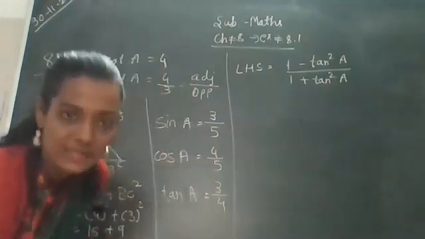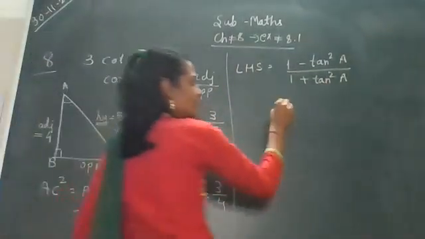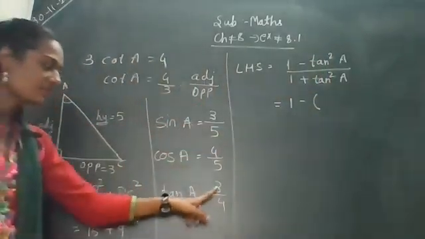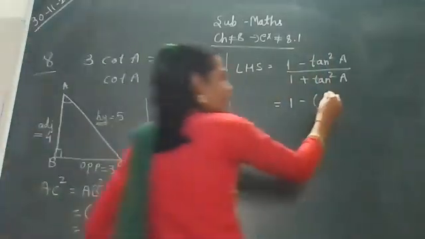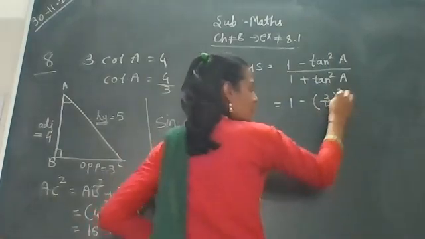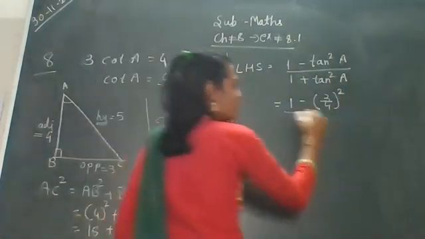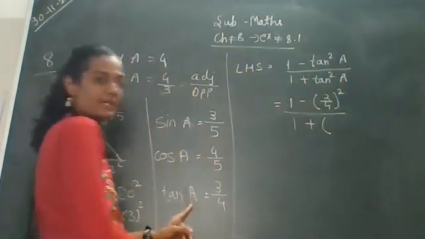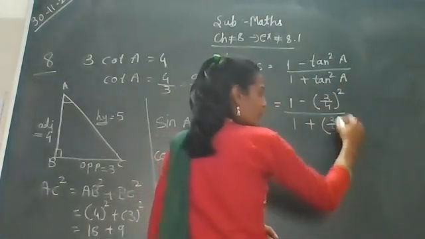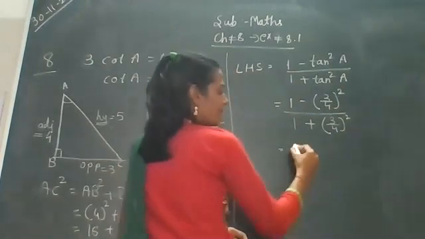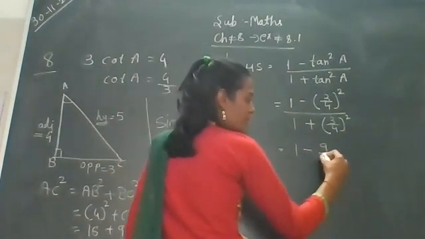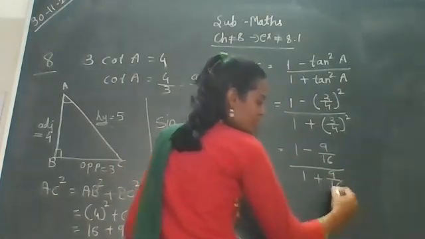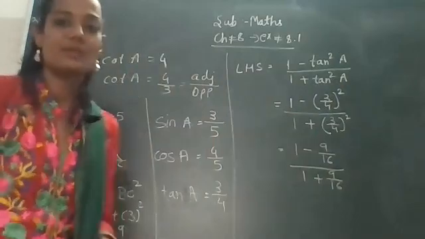This is our question. Now we are putting the values. It is equal to 1 minus tan square A, meaning tan is equal to 3 upon 4, so it becomes 3 upon 4 whole square, divided by 1 plus tan square A. So again the same thing, it becomes 3 upon 4 whole square. So now 1 minus 9 upon 16 divided by 1 plus 9 upon 16. Getting this much?